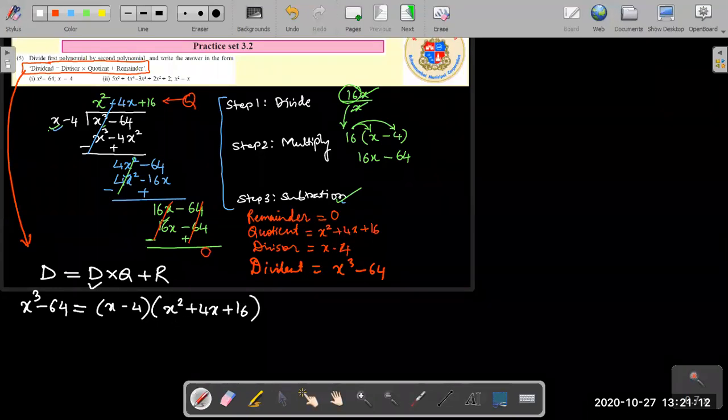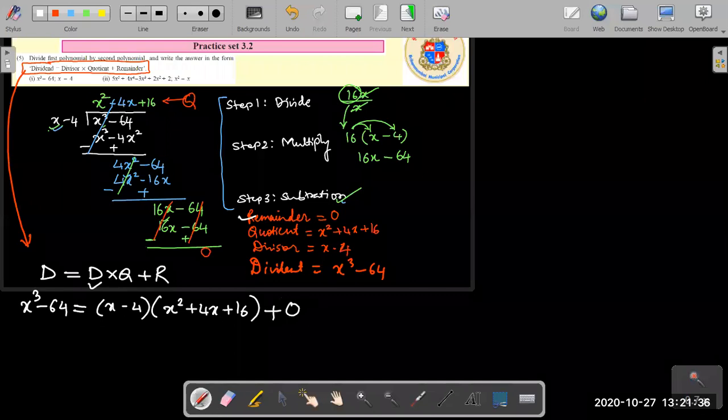Now notice that when we are writing both the divisor and quotient in the brackets, we don't put any sign between the two brackets, because it straight away means that it is multiplication. Okay, no sign means it is multiplication. And plus the remainder. What is the remainder? It's 0. So we add a 0 like that.